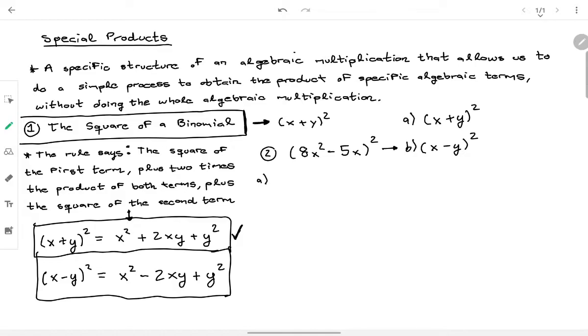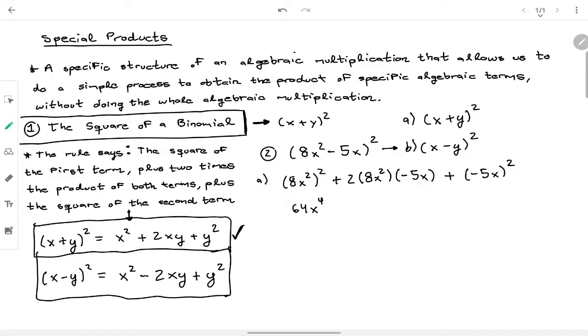remember this rule, not the second one, we can apply it because we can see the first term is squared plus 2 times the first one multiplied by the second one plus the second one squared. So if we do that specific one, we will get 8 squared is 64. X squared is squared. Remember, we need to multiply the exponent. So 2 times 2 is 4.